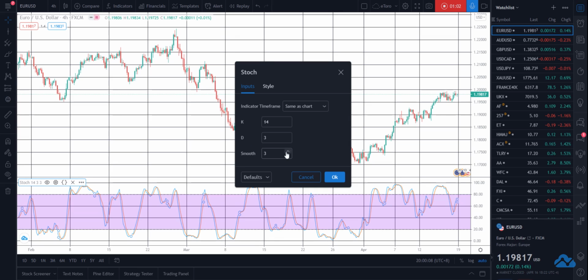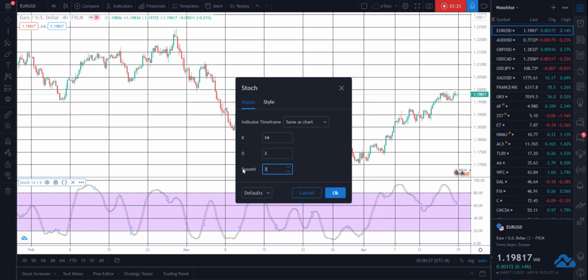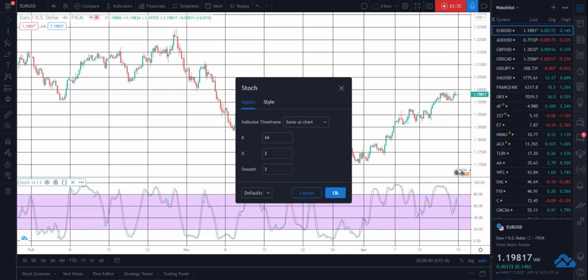So depending on the smoothing, if you want to get less or more noise, you can just change this. You can see that if you put bigger numbers, you have less noise, which I kind of prefer compared to when you leave it at the preset, which is 3. So here you can see you have more and more noise and lots of false signals. So maybe you consider changing this if you want.